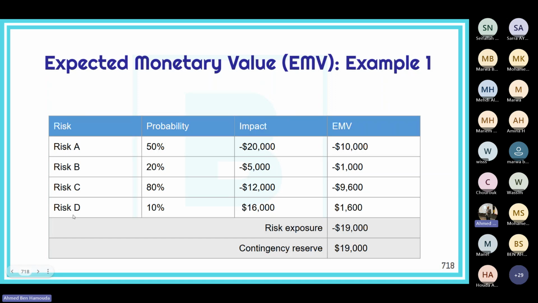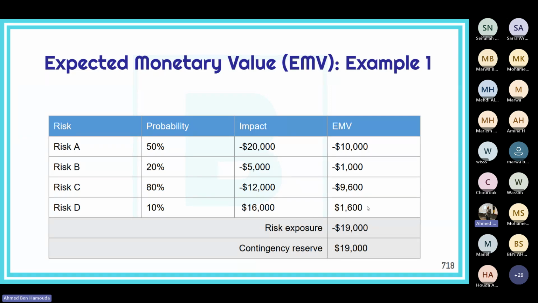There is a fourth risk, risk D. It's not very probable, about 10% probability of happening, but the impact is quite big if it happens. That's plus 16,000, so here we're talking about an opportunity. So here we have an expected monetary value of plus 1,600.